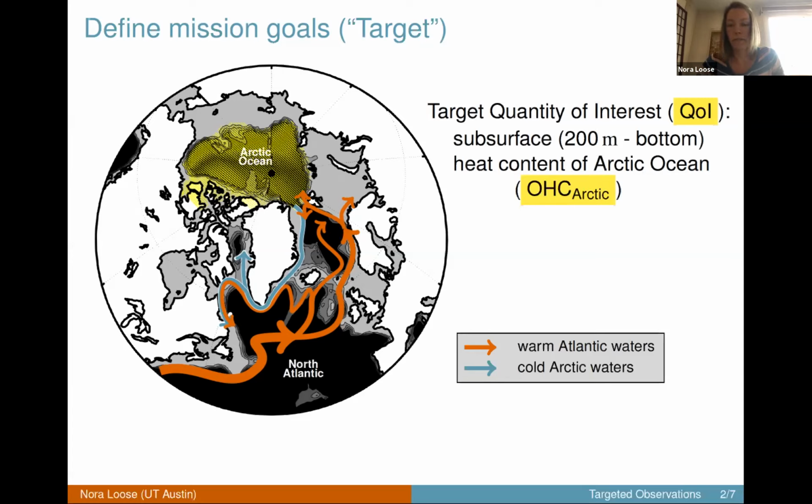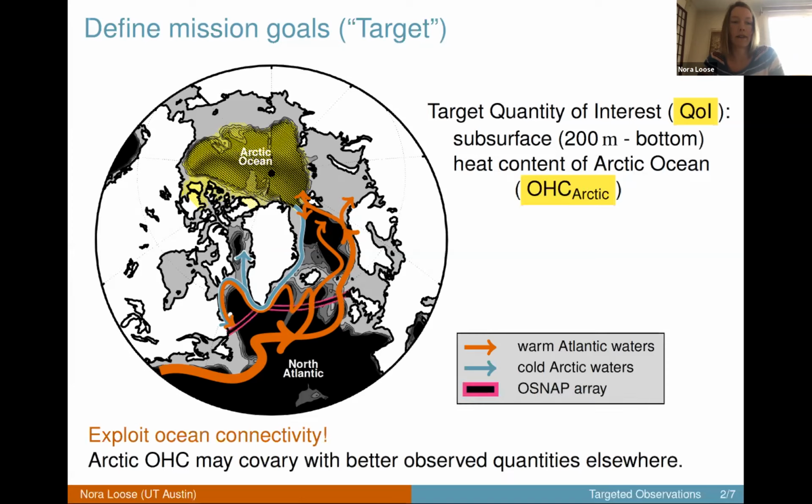To do this, we can and should exploit that the ocean is connected over long distances and timescales. For example, the Arctic Ocean is connected with the North Atlantic, partly via these near-surface currents that I'm showing in this map. Ocean connectivity implies that Arctic Ocean heat content may co-vary to some extent with better observed quantities elsewhere, potentially with the recently deployed OSNAP observations in the subpolar North Atlantic.